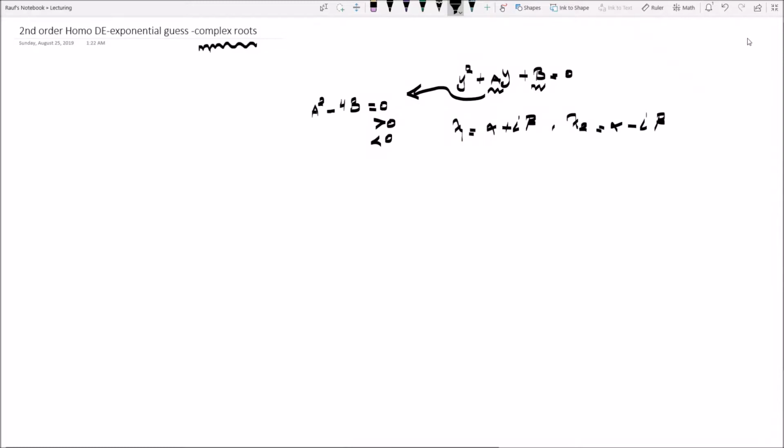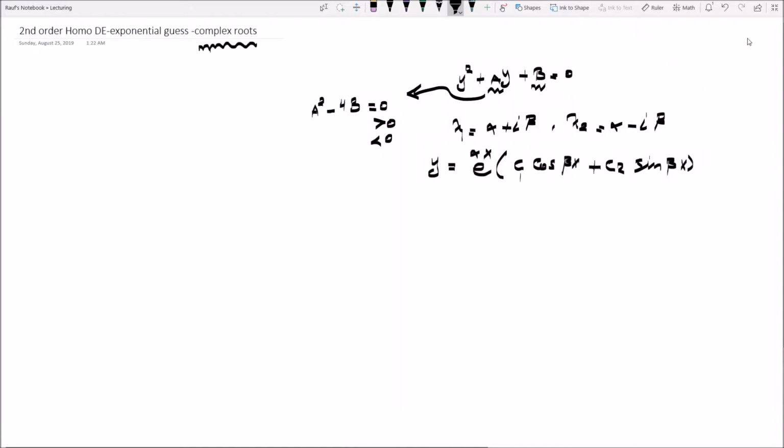Then your general solution would be something like y equal to e to the power of alpha x multiplied by c1 cosine beta x plus c2 multiplied by sine beta x. And you will be good to go. The solution will be as simple as that.